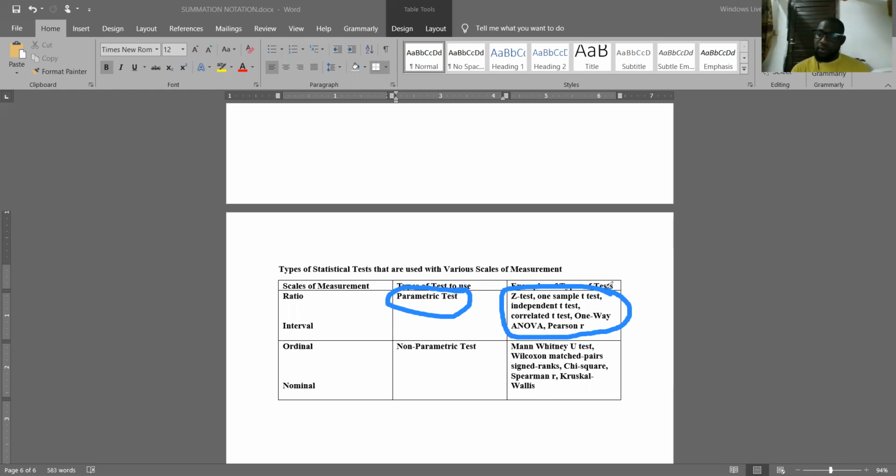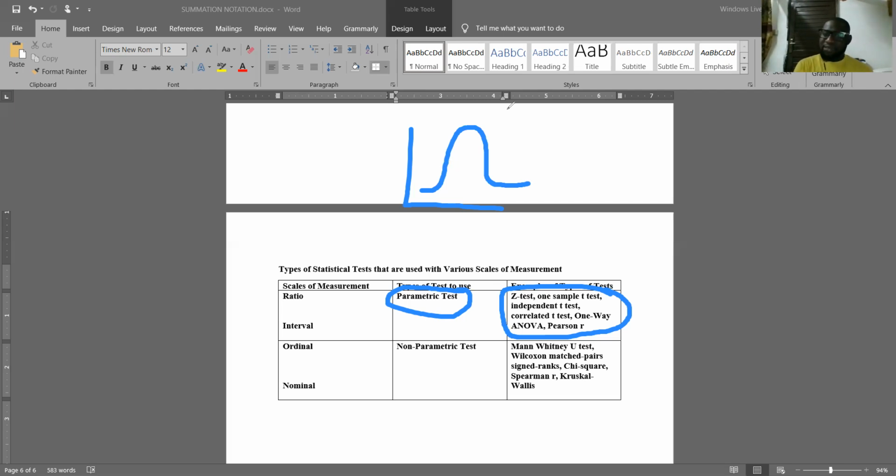Also, with parametric tests, we normally transform their scores into something known as a normal curve distribution. So one may ask, what is a normal curve distribution?